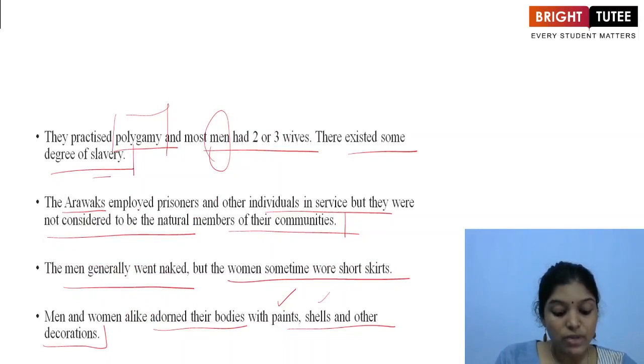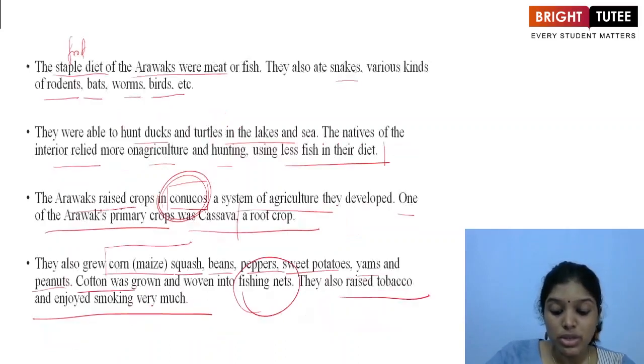They practiced polygamy, and there existed some degree of slavery. Arawaks employed prisoners and other individuals in service, but they were not considered natural members of the communities; that is, those who were prisoners or were forced to be part of it were not considered natural members of the community. And we also saw what their dressing style or pattern was and what its specific features included.